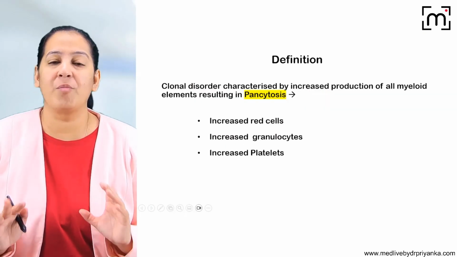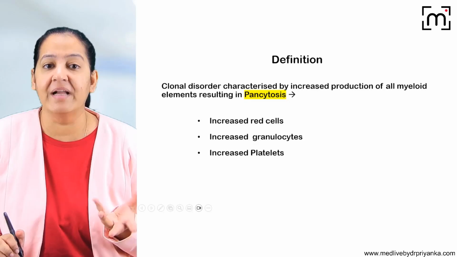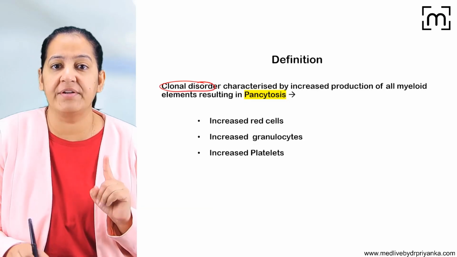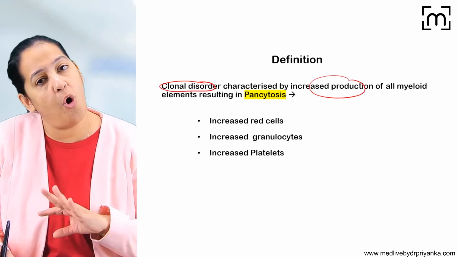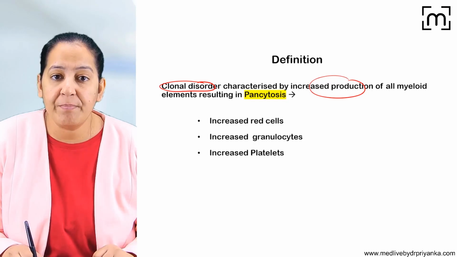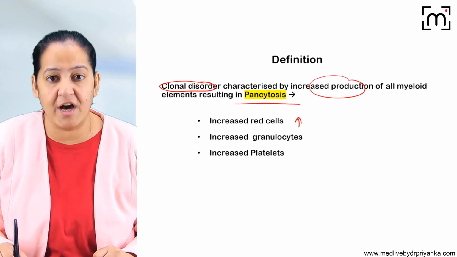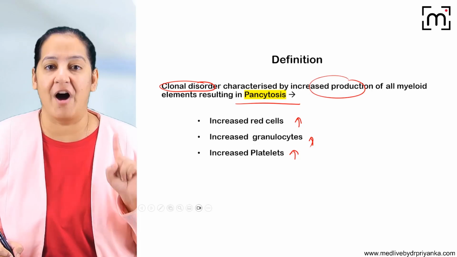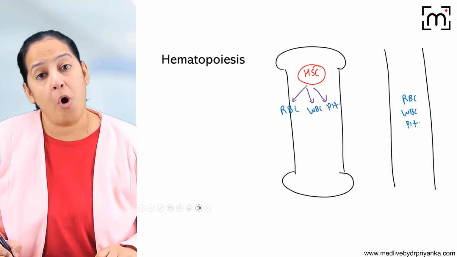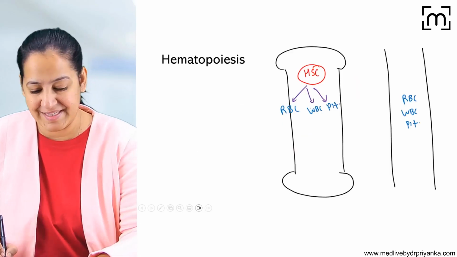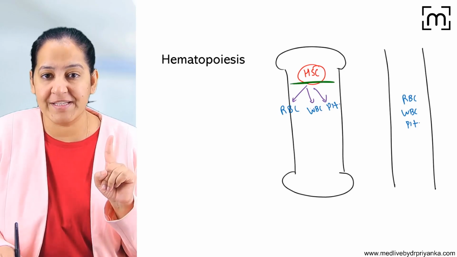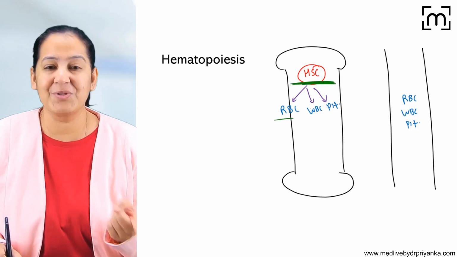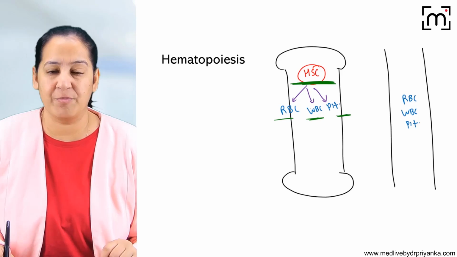Now, what is the problem here in Polycythemia Vera? It is a clonal disorder in which there is increased production of all the myeloid elements that leads to pancytosis. So there is increased RBC, increased WBC, increased platelet. We know in the blood there are 3 types of cells: the RBCs, the WBCs, the platelets. All the cells are formed in the bone marrow. Here you can see this is the bone marrow. This is the hematopoietic stem cell, which gives rise to RBCs, WBCs, and platelets.